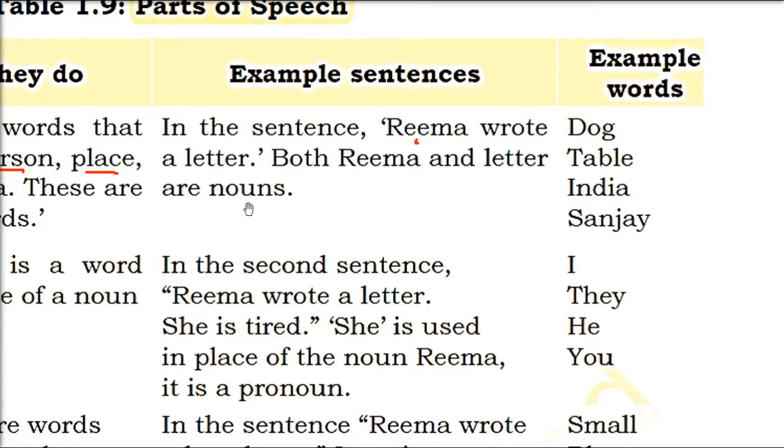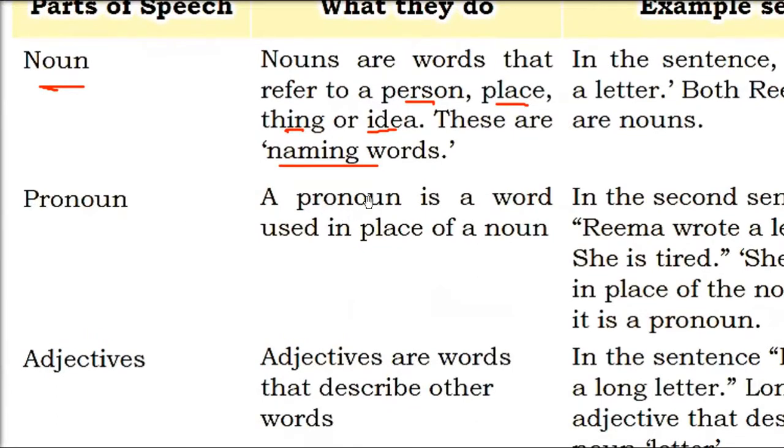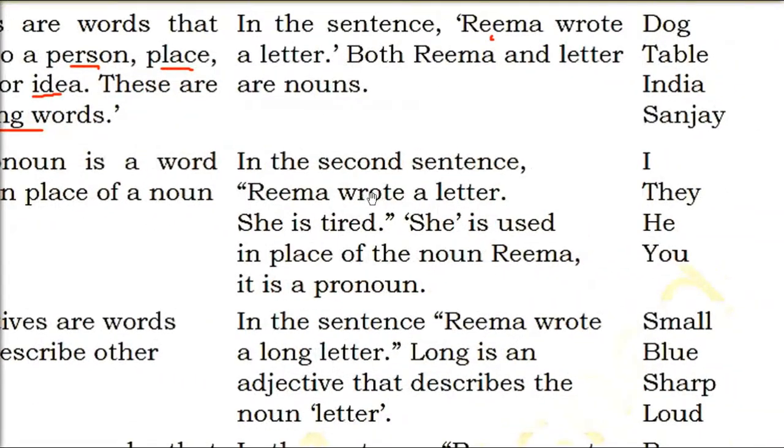So Rima, letter, dog, table, India, Sanjay, all these are naming words. These are nouns. A pronoun is a word used in place of a noun. For example, Rima wrote a letter. Rima is tired. Now you can also say that she is tired. So this "she" is used for Rima only. That is how "she" is a pronoun for Rima. I, they, he, you, all these are pronouns.